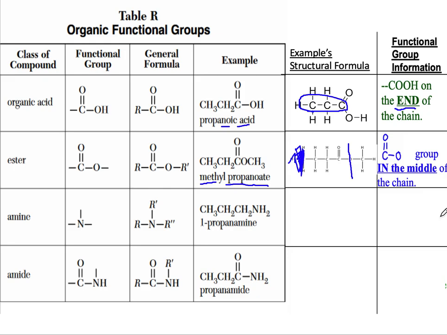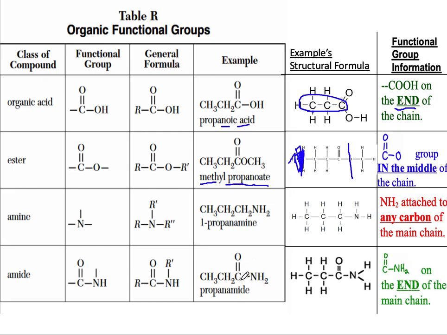Next, we have our 2 nitrogen functional groups. One is nitrogen bound to 3 things, and one is the carbon double bonded to an oxygen bound to a nitrogen. So just so you can see what this looks like, 1-propanamine, funny or hard to say, is just 3 carbons bound to a nitrogen bound to 2 hydrogens. So there's an NH2 attached to any carbon of the main chain. Very simple. Here it gets a little bit more complicated because you have that C double bond O, NH2 on the end of the chain. So if you see a double bond, it's an amide. If you don't see the double bond, it's an amine.